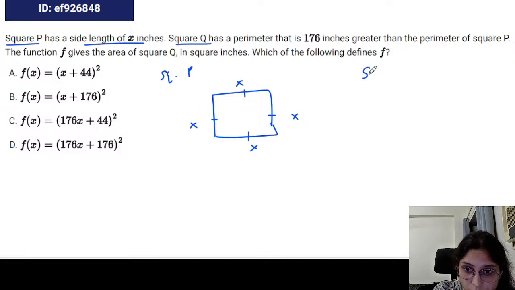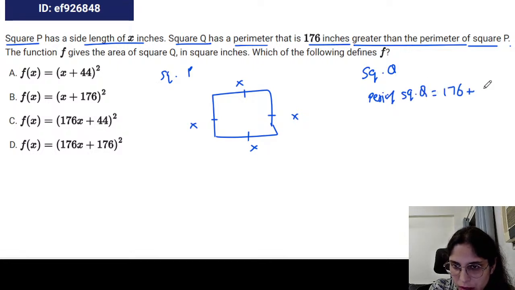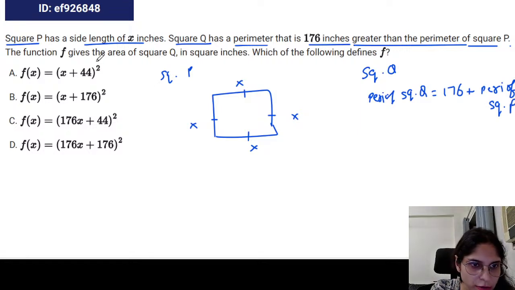Now square Q has a perimeter that is 176 inches greater than the perimeter of square P. So P of square Q, P means perimeter. I will write perimeter of square Q is 176 greater than perimeter of square P. The function gives the area of the square, so you have to find the area of square Q.